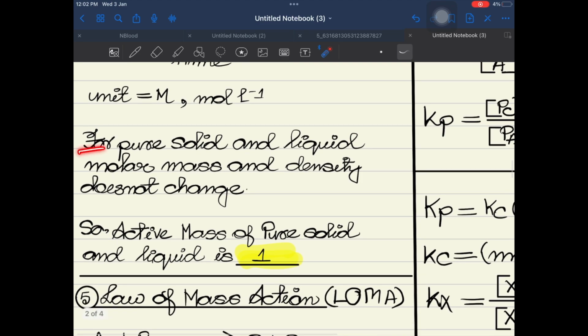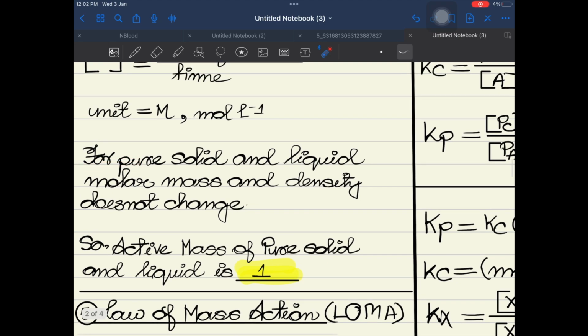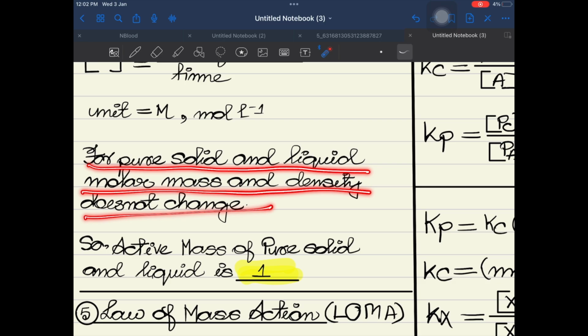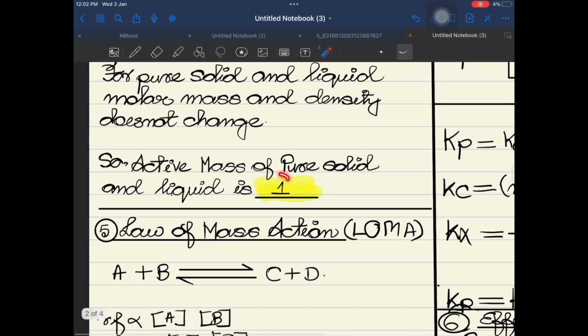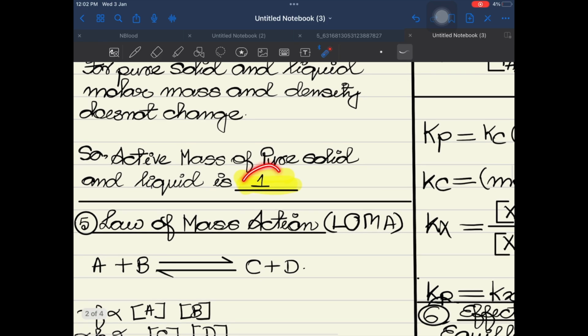Now for pure solid and liquid, molar mass and density do not change. So the active mass of pure solid and liquid will always be 1. You must remember that the active mass of pure solid and liquid is always 1.